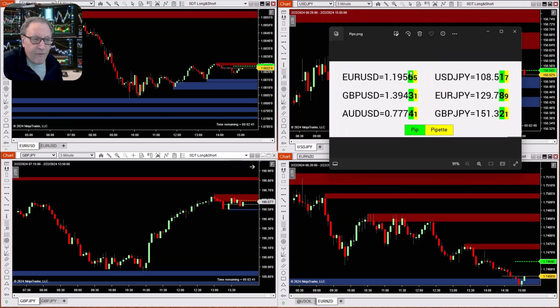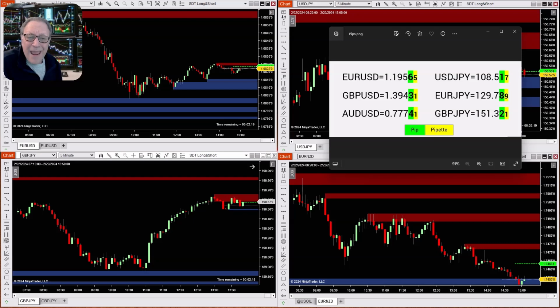So the 4th digit is the pip. The 4th is the pip, okay? It's a little different with everything in the yen because of the conversion rate. With respect to the yen, it's the 2nd, but the last is still the point or pipette. Okay? Now, back to the lot size, okay?